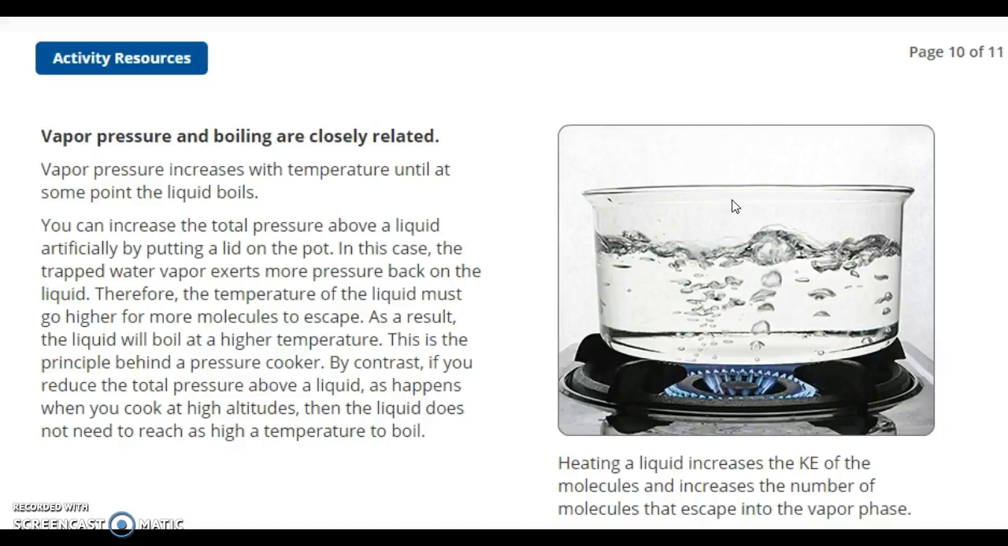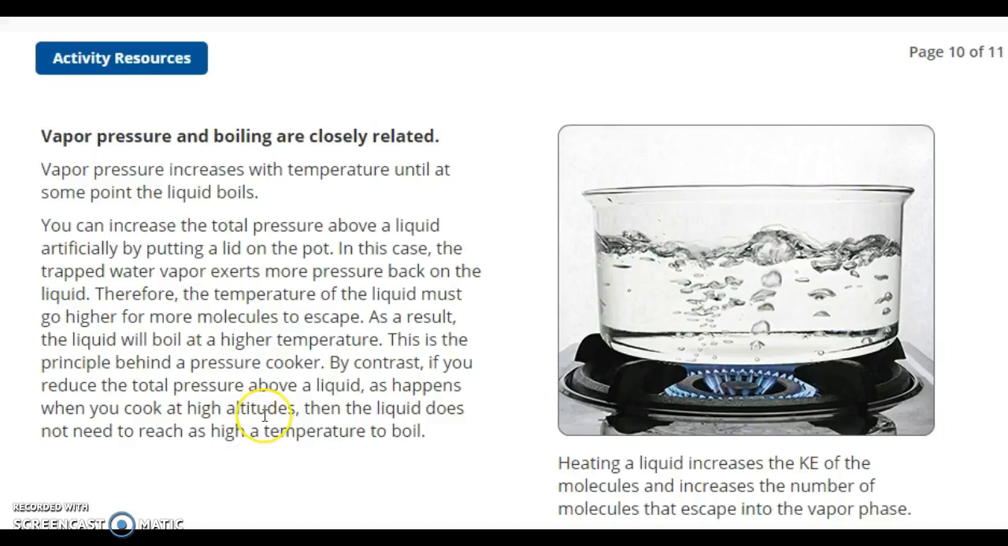By contrast, if you reduce the total pressure above a liquid, so you take it off, then the liquid does not need to reach such a high temperature to boil. Okay, now if you're saying, well, I always put the cover on so it boils faster, yeah, that helps keep the heat in, so that's why. We're talking like a super tight sealed cover, okay?